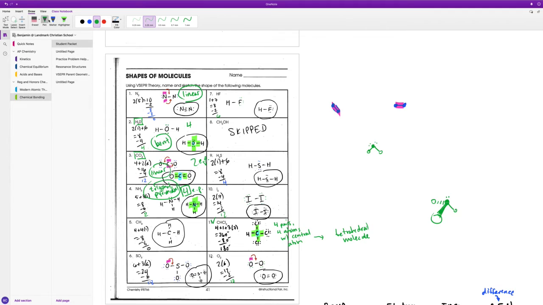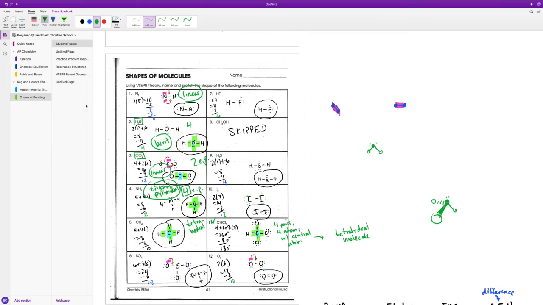So let's continue a little bit more, and then you'll get to work out the shape of 6 and 9 here in a minute. But let's do number 5. Central atom, carbon. Effective pairs around the central atom, that's 4. Tetrahedral. It's got to be tetrahedral shape.